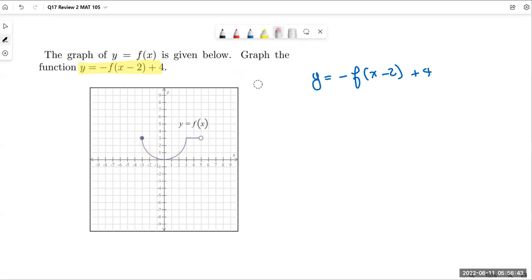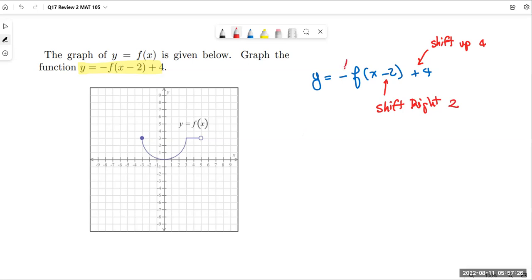So first of all, you need to identify what transformation you're about to do. The function f is that shape over there. If I add a 4 to the whole function, this is going to be a shift up 4 units. If I subtract a 2 from the x's, you see the 2 is not subtracted from the whole function, it's only from the x's. It's just next to the x. So this is going to be a shift to the right, and the value is 2 units.